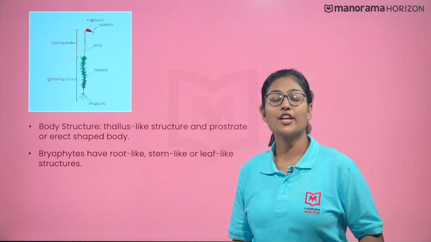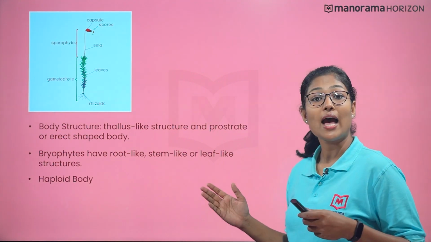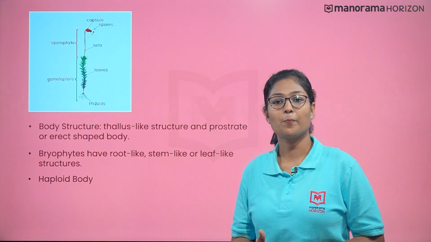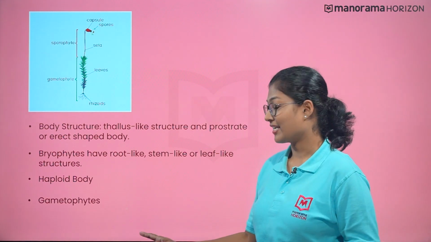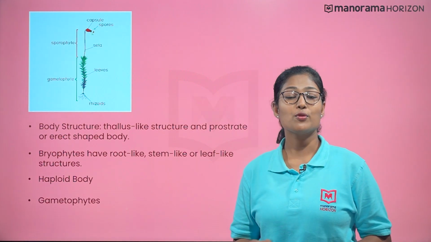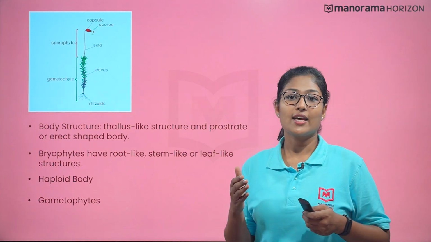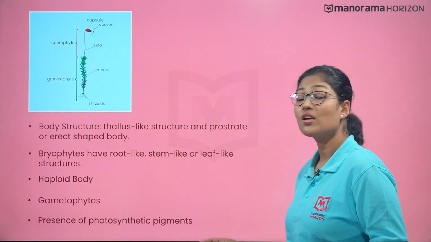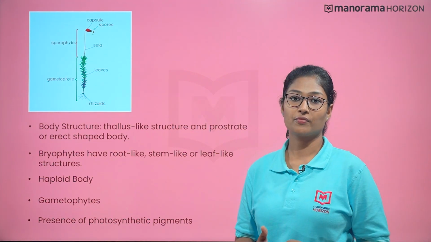Learning about the ploidy of the plant, they produce haploid gametes. So, what are the peculiarities? We call them gametophytes as they produce gametes. They have photosynthetic pigments which makes them produce their own food.